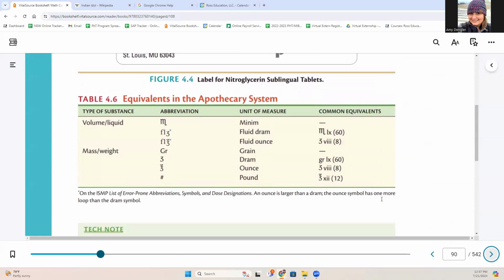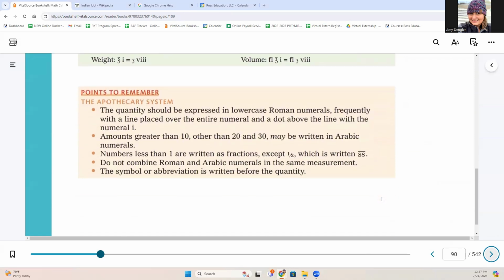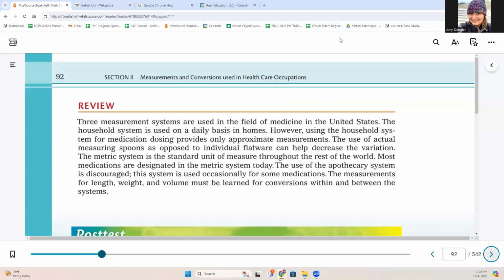And then table 4.6 shows this equivalence in the apothecary system. And then here's just some important points to remember about the apothecary system. 3 measurement systems are used in the field of medicine in the United States. The household system is used on a daily basis in homes. However, using the household system for medication dosing provides only approximate measurements. The use of actual measuring spoons as opposed to individual flatware can help decrease the variation.